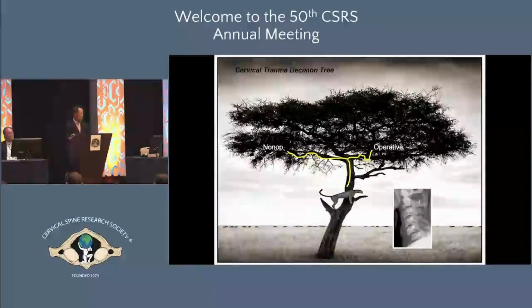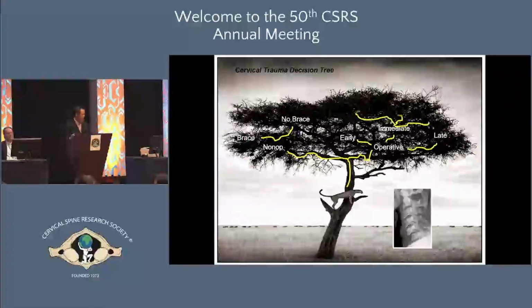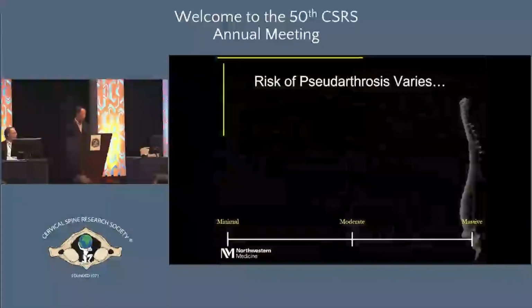We've already heard that the cervical trauma decision tree involves a number of inflection points: whether we treat non-operatively or operatively, whether we go early or late, and then whether we go anterior, posterior, or combined. A patient's osteoporosis and her bone health will come into play when we talk about how we do the surgery and whether we do surgery.